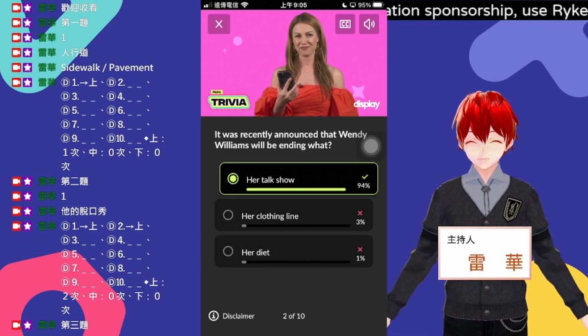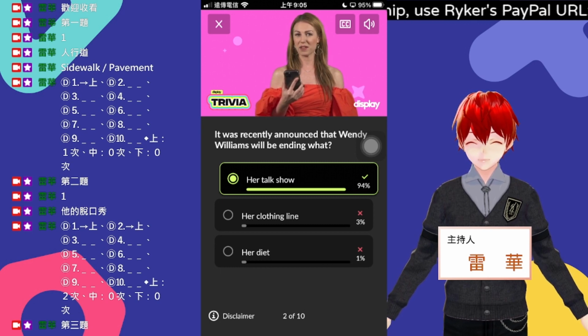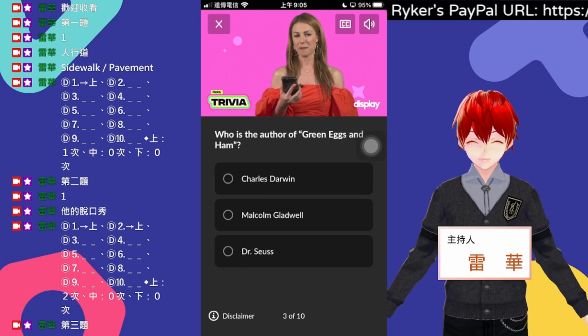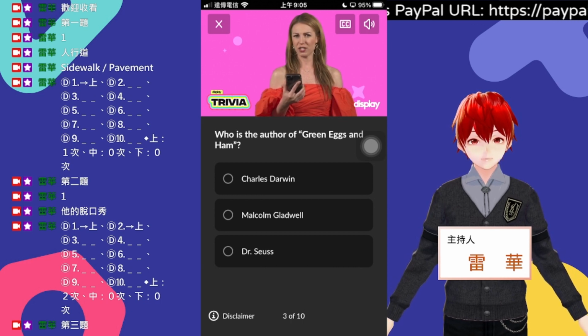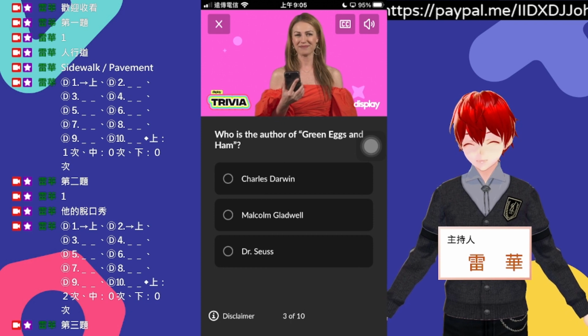Question 3. Who's the author of Green Eggs and Ham? Charles Darwin, Malcolm Gladwell, Dr. Seuss.